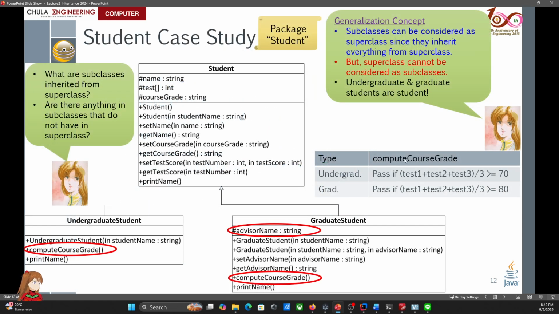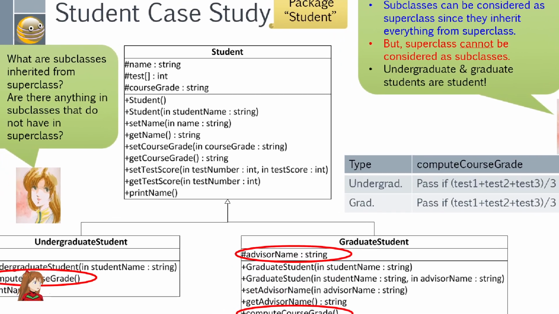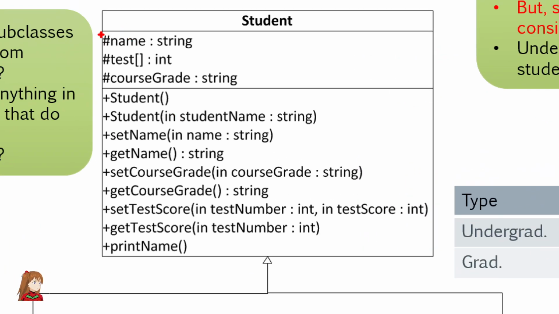Our example, a student class, and also undergraduate student and graduate student. So a student class is defined to have 3 variables and quite a lot of methods. The 3 variables are, well, the UML diagram here shows that they're all declared not as private. In this case, they're all declared protected.